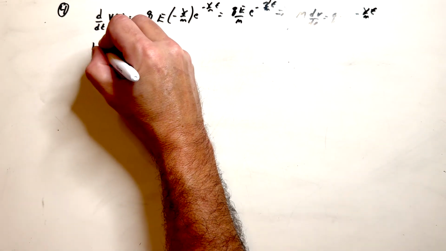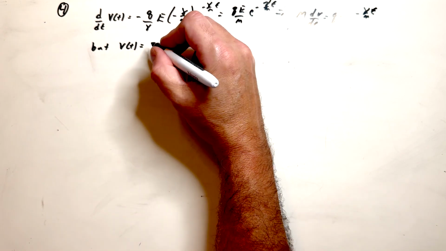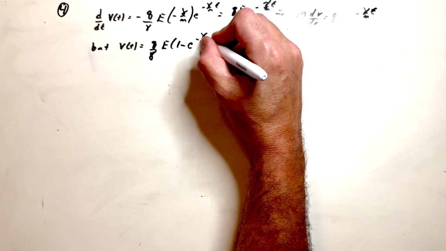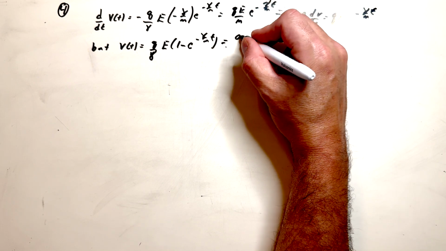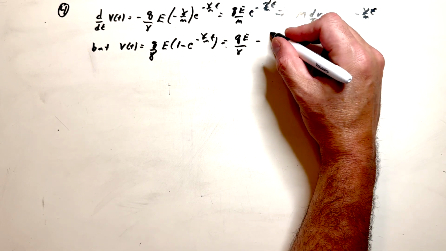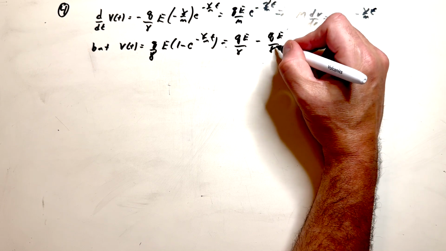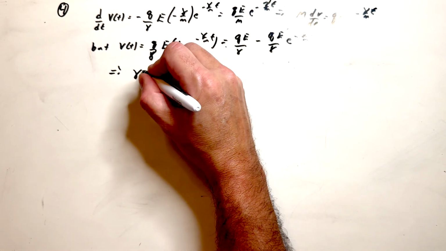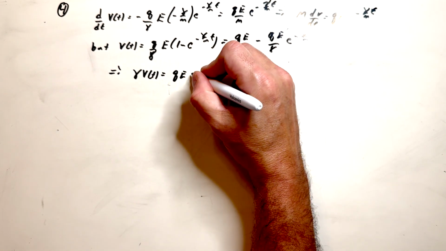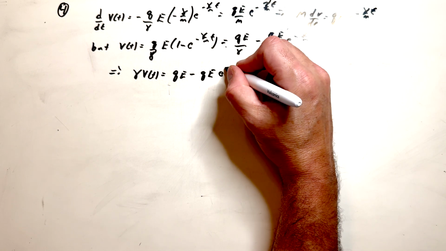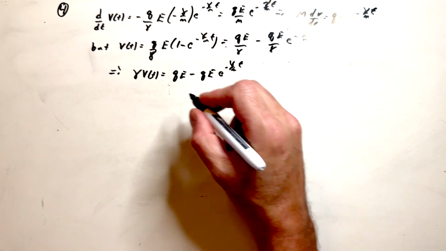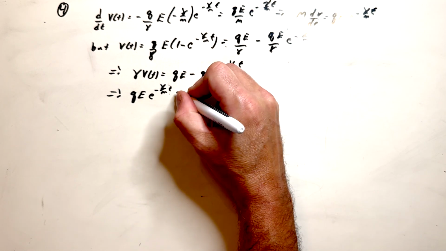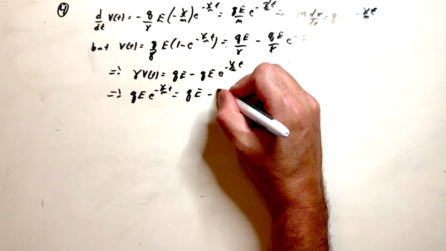Okay? But v of t is equal to q over gamma times E times 1 minus e to the minus gamma over m t, which means that this is equal to qE over gamma minus qE over gamma times e to the minus gamma over m t, which implies that gamma v of t is equal to qE minus qE e to the minus gamma over m t, which in turn means that qE e to the minus gamma over m t is equal to qE minus gamma v of t.